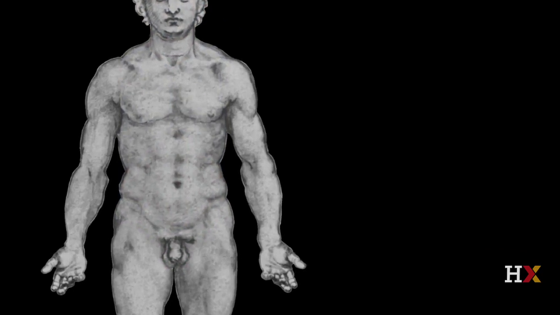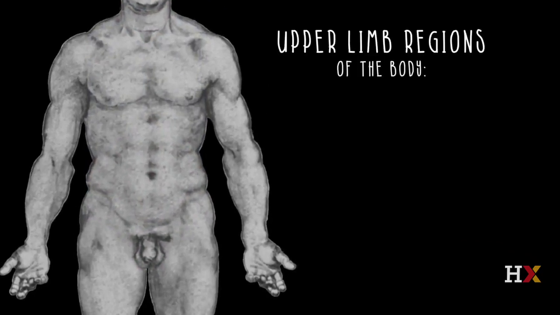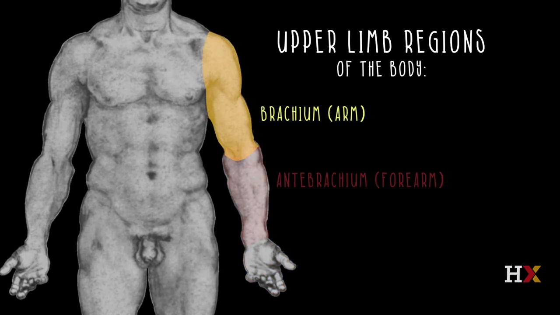In the limbs, in addition to learning the new terms proximal and distal, it's also important to remember that this structure is the upper limb and this structure is the arm. This is the forearm and this is the hand.